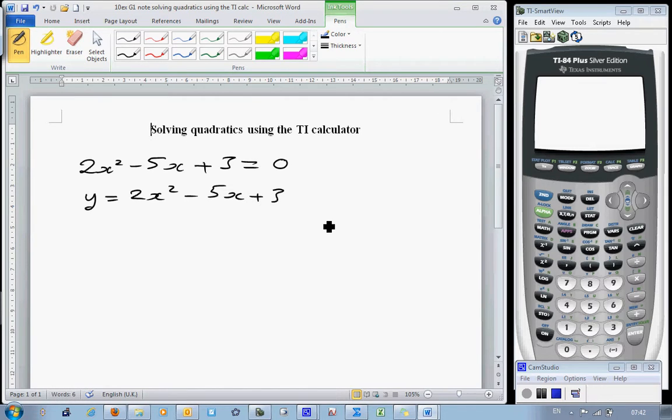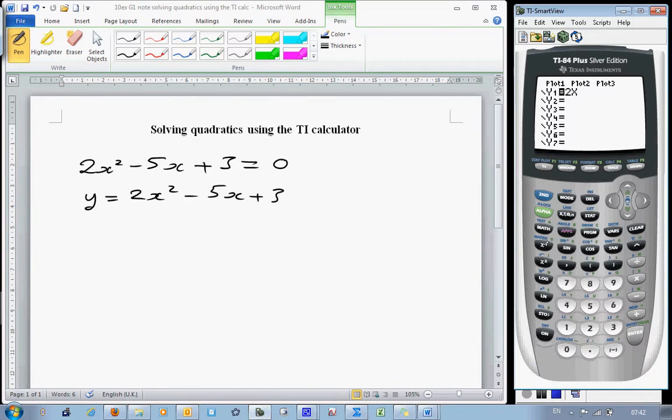This will give us a picture of our quadratic, and what we should find is that it's a parabola. Let's have a look at it. Y equals 2x squared minus 5x plus 3. Let's graph it. Okay, a little difficult to see what's happening down at the x-axis.